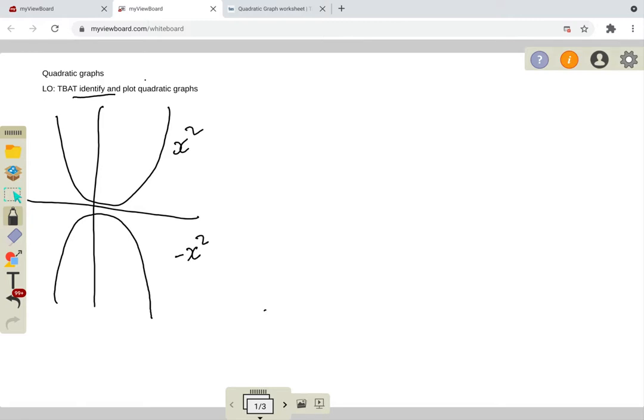From the equation, they normally have an x squared in the equation. So if you see something like y equals x squared plus 4x, you know that is a quadratic. Okay, so that's how you identify them.